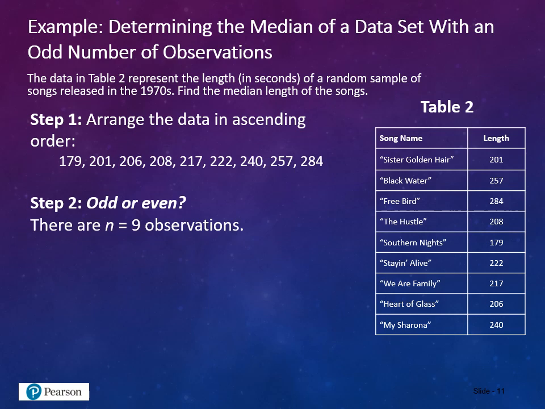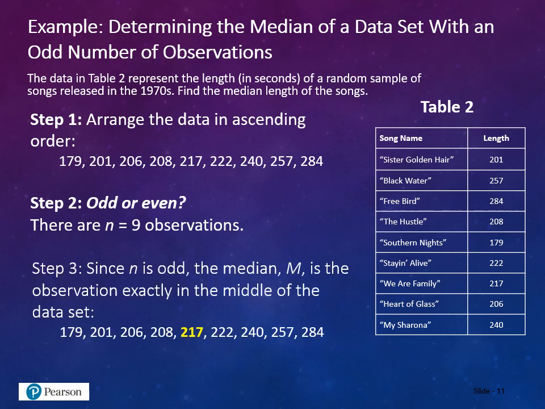Okay? Then we count the numbers. Is it odd or even? 1, 2, 3, 4, 5, 6, 7, 8, 9. There are 9 of them, so it's an odd calculation. An odd number of responses, and this is the easiest kind of median to find because it's the number right in the middle, which in this case is 217. Okay? The median is the observation exactly in the middle of the data set when there's an odd number of reported observations.